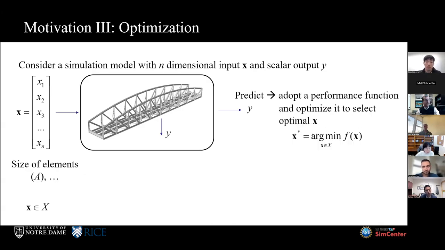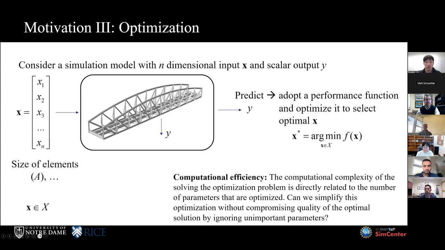Again, same setup. In this case, I'm trying to optimize x, the size of the elements. So I have some objective function that's a function of the response, and I'm trying to figure out the optimal size of each of the elements. Again, the argument here is computational efficiency. If x is a high-dimensional vector, we know that your optimization algorithm is going to take longer to converge.